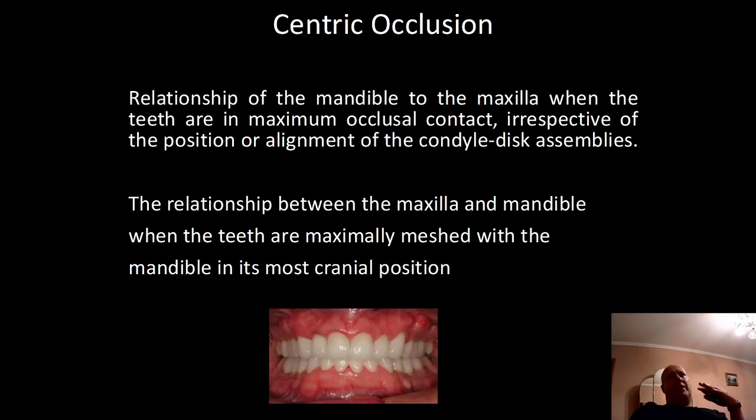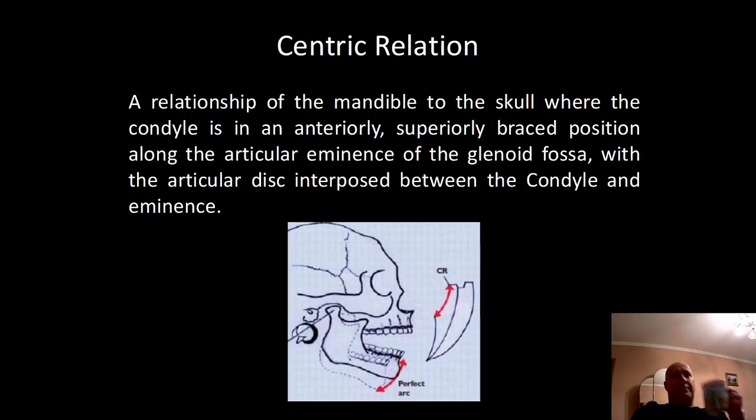First, this is centric occlusion, on the lower picture. This is a relationship between mandible and maxilla when the teeth are in maximum occlusal contact, irrespective of the position or alignment of the condyle disc assemblies. The relationship between the maxilla and mandible when the teeth are maximally meshed with the mandible in its most cranial position.